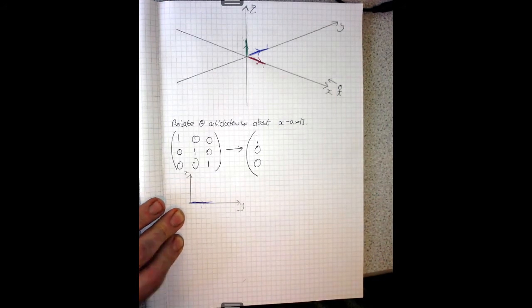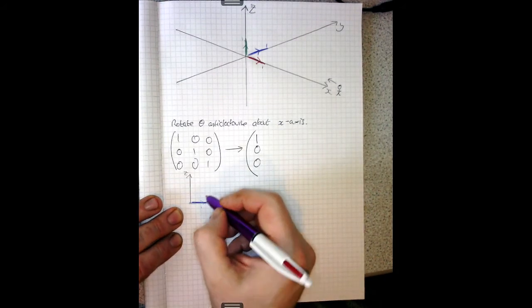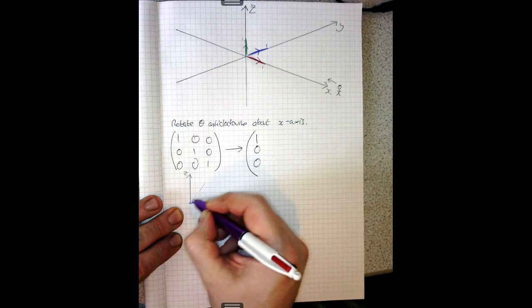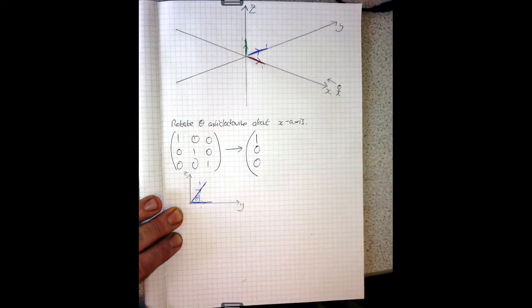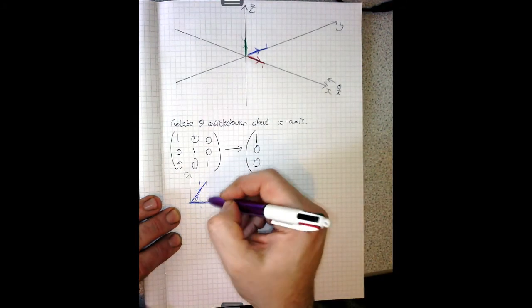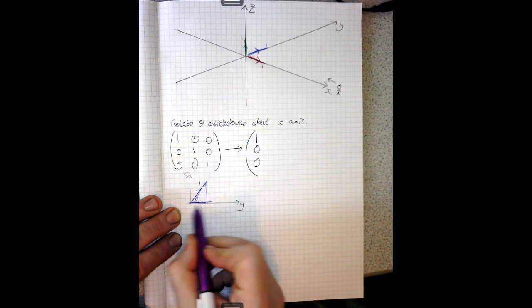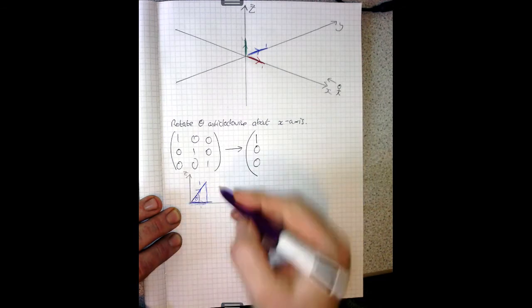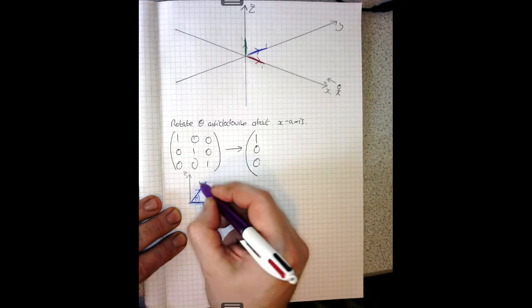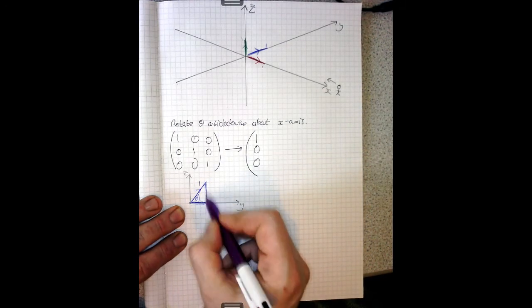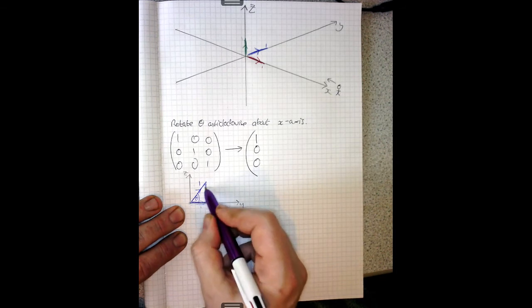So 0, 1, 0, well, nothing's going to happen to the x component of my blue vector. So the x component stays the same. As it happens, the x component of the green stays the same as well. The y component, this bit here, is cos theta. Get mixed up with my colours. And the z component is sine theta.